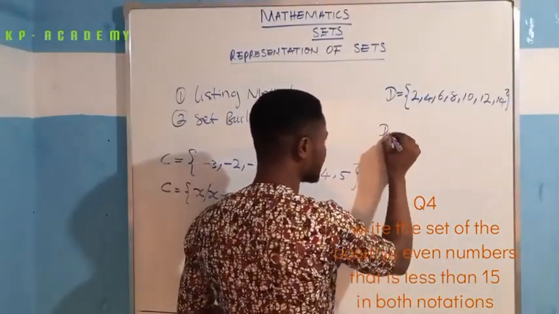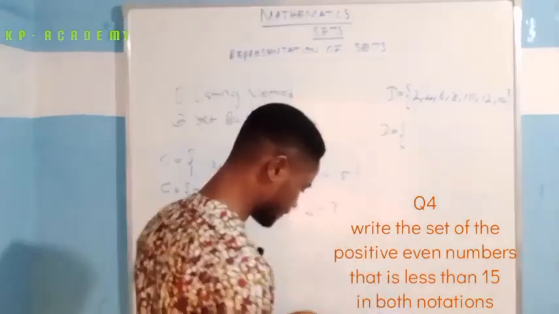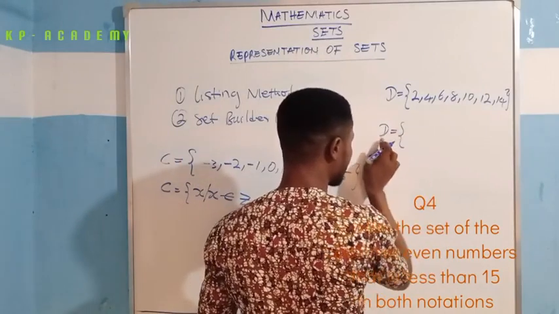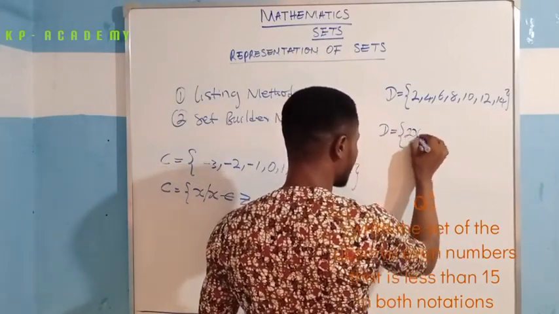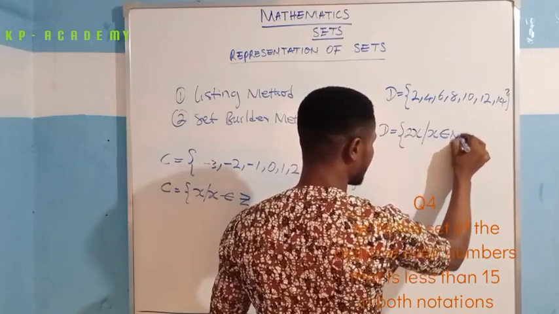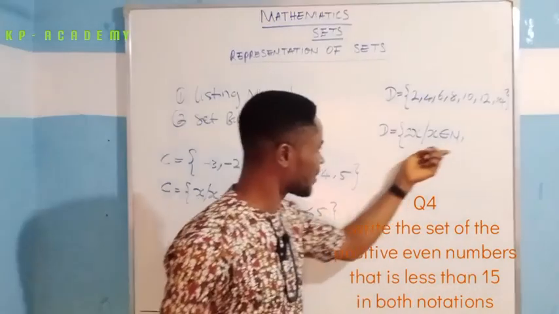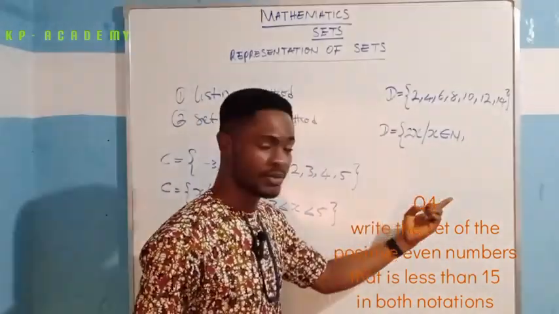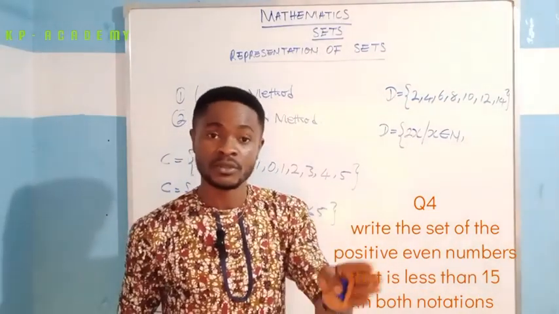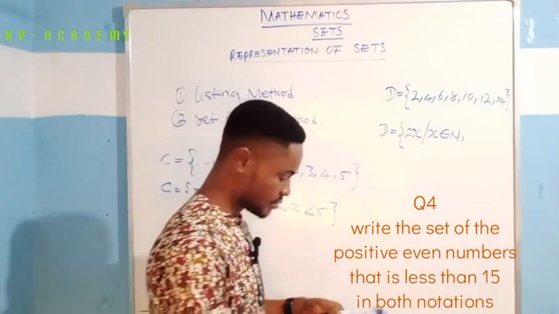What about in the set builder notation? What are we going to have? We're going to say that D is the set of 2x such that x is an element of natural numbers. Very, very important. So what this part means is, of course, we know what natural numbers are. Natural numbers are those numbers on the positive part of the number line, excluding the 0.